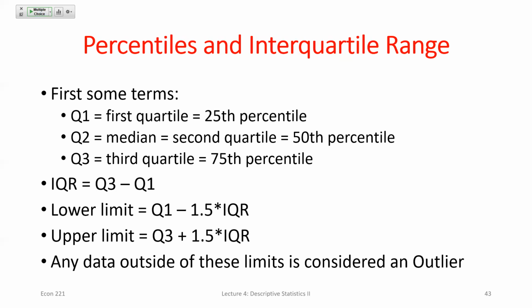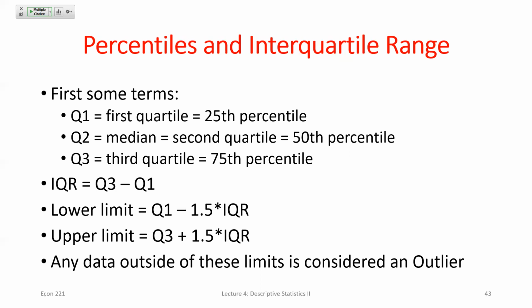Then to get my lower limit, I'm going to take my first quartile minus 1.5 times that interquartile range, which is 30 minus 1.5 times 30. So I get what? Negative 15. And that's going to be my lower limit. Okay, so that's how I create my box and whisker plot.